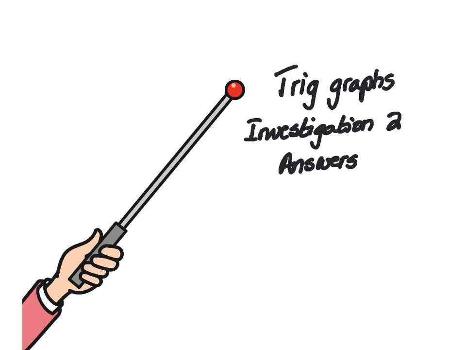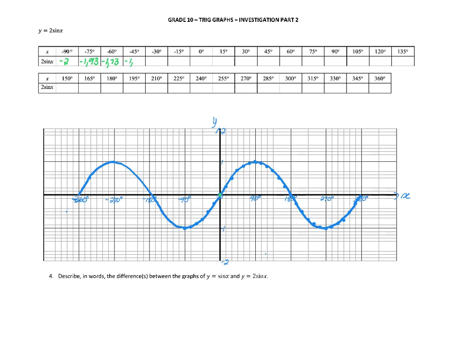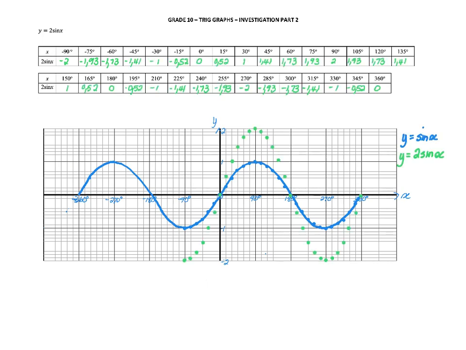Here are the answers to the second investigation that you have done in trig graphs. Once again, your first task was to complete the table, and you can pause the video and check that your values are right. And then the second thing that you had to do was plot the points from the table onto the same set of axes that you used in your previous investigation. So here are those points plotted. Now we're going to draw that graph.